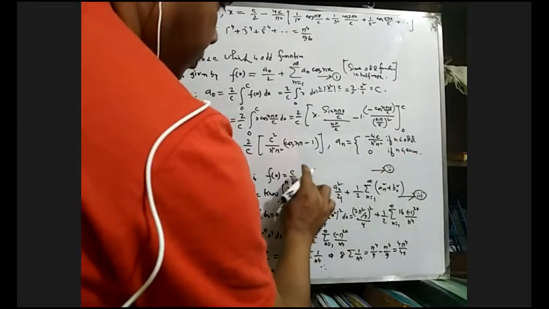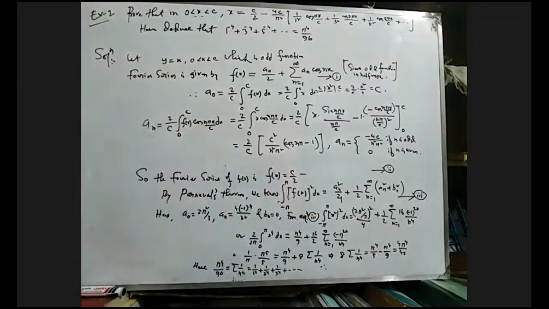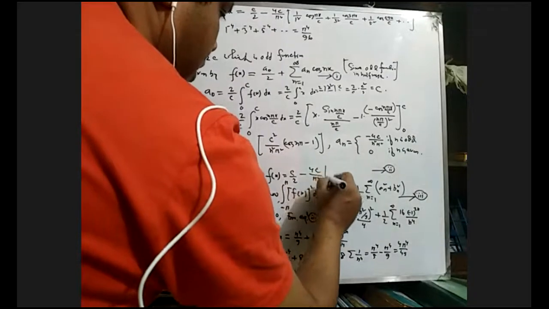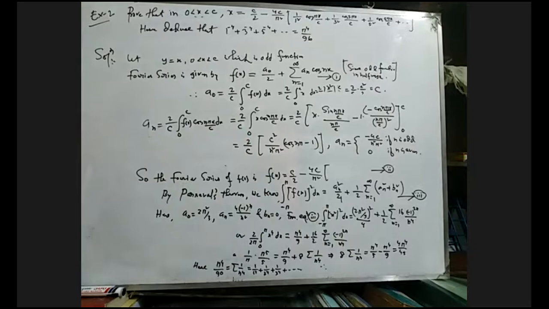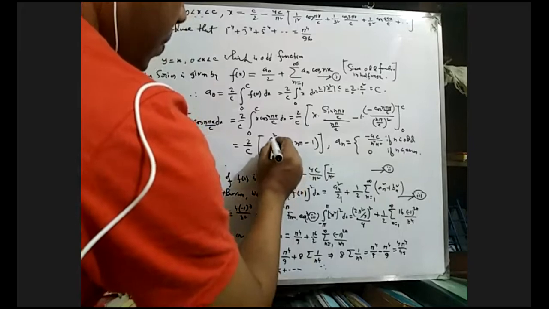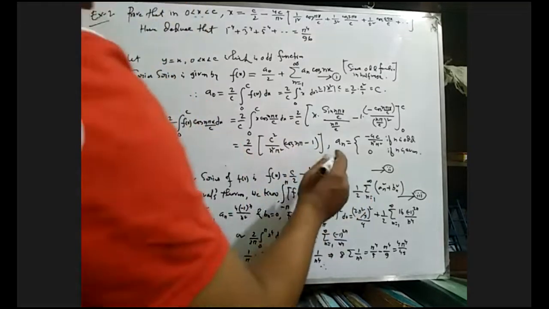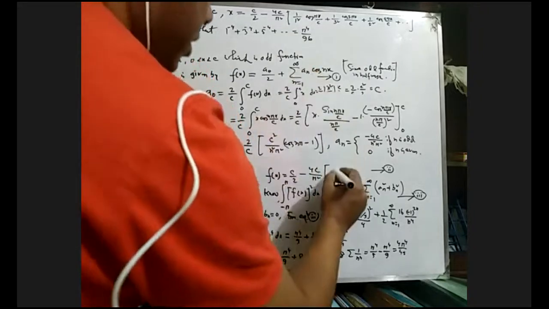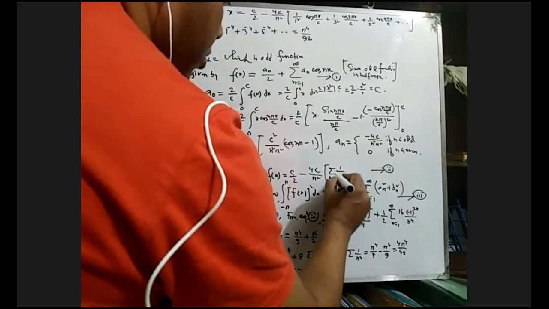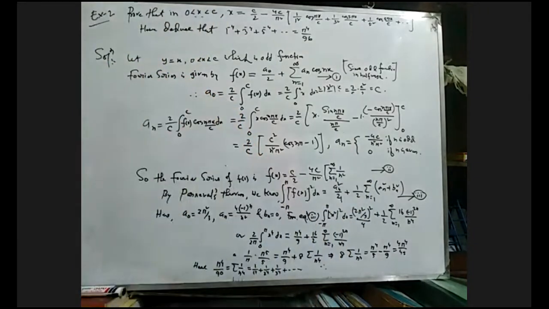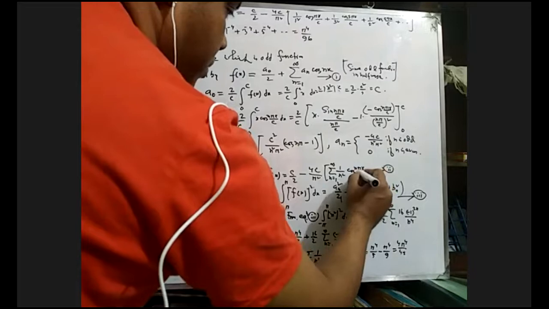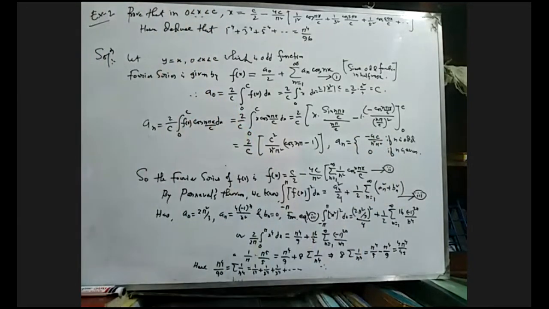Minus 4c by pi square, bracket, 1 by n square. That means there is another 1 by n square. Sorry, summation. There will be summation of 1 by n square, n equals 1 to infinity, cos n pi x by c. This is equation number 2.